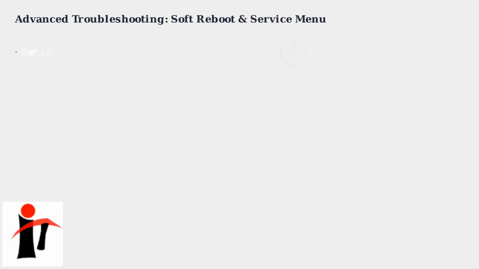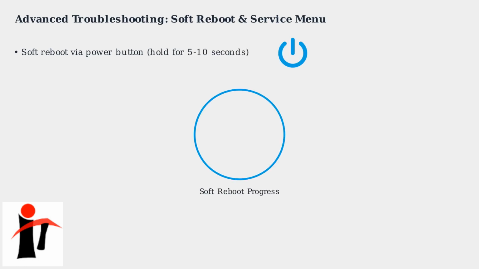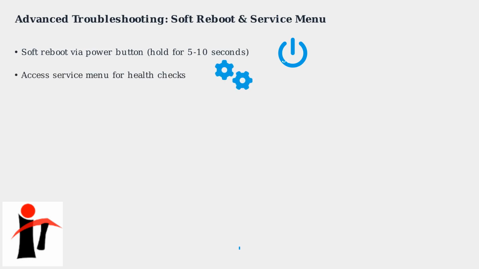If a hard reboot doesn't resolve the screen issue, try a soft reboot using the power button. Hold the power button for 5 to 10 seconds until the screen restarts. You can also access the Service menu for built-in health checks. This menu can help identify underlying software issues affecting the display. Keep in mind that constant screen issues could point towards a hardware problem. In such cases, professional assessment is needed to diagnose and repair any faulty components.